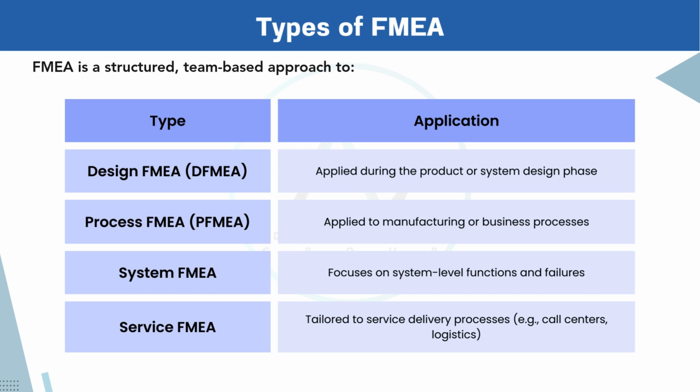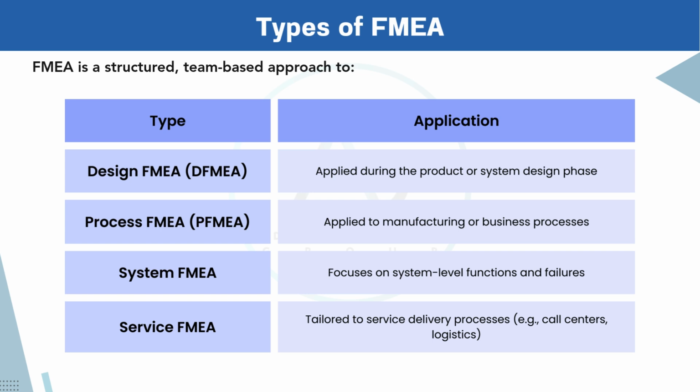3. System FMEA. This form looks at the system as a whole, particularly at system-level functions and potential failures that occur due to interactions between subsystems. For example, in an aircraft, System FMEA might assess what happens if communication between the flight control and navigation system fails. Fourth, Service FMEA. This is designed specifically for service delivery environments such as call centers, hospitals, or logistics operations.